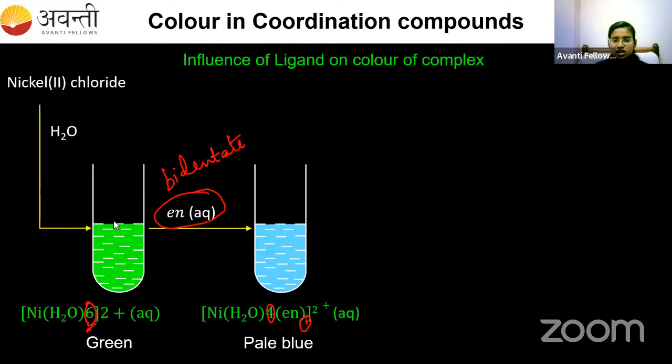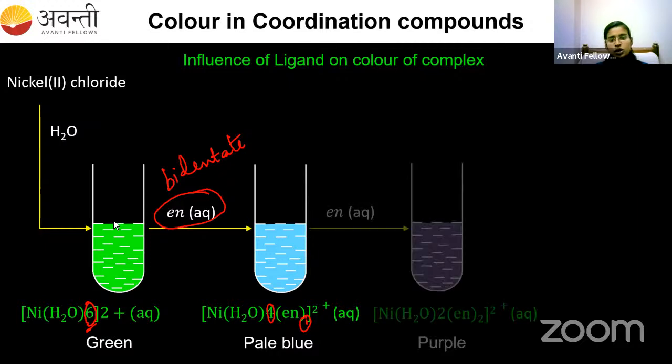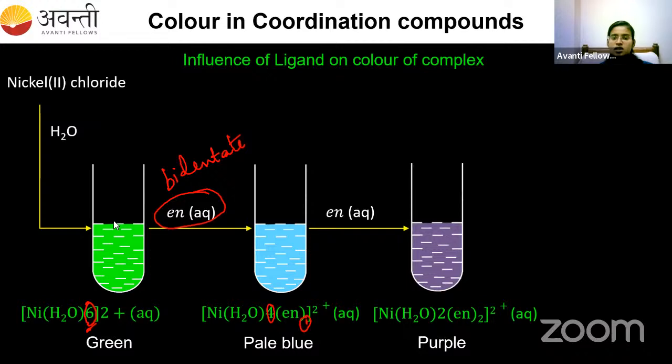Now I'm going to add one more ethylene diamine to this pale blue complex. This second ethylene diamine will kick out the next 2 water molecules and take the place of those 2 water molecules. So we will be left with only 2 more water molecules, and we have 2 ethylene diamine now. Now the color has changed from pale blue to purple.